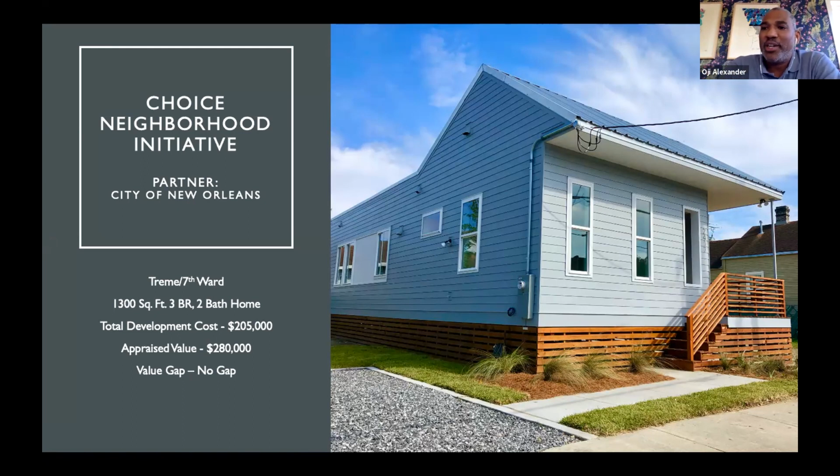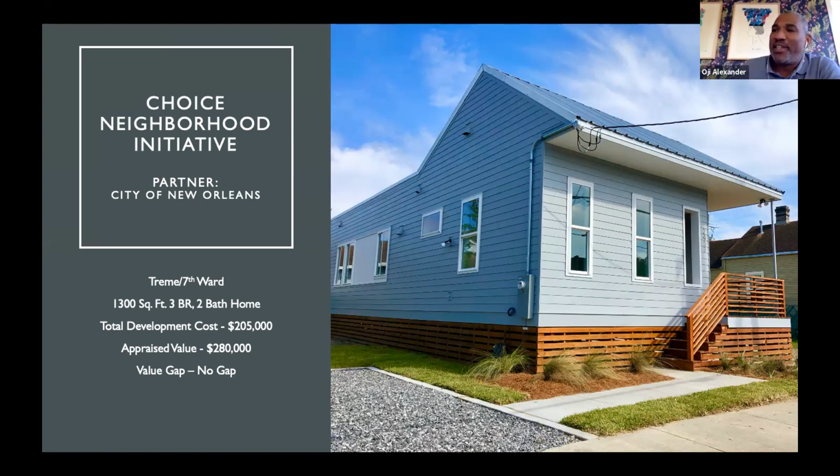The first project that I'm highlighting is actually a unicorn. New Orleans is a mixed market. This is a particular project, an example of our Choice Neighborhood Initiative, which we partnered on with the city of New Orleans. A 1,300 square foot, 3-bedroom, 2-bathroom house, which is kind of our sweet spot. Our total development cost was about $205,000. In this situation, this house appraised for $280,000. So there really was no value gap.